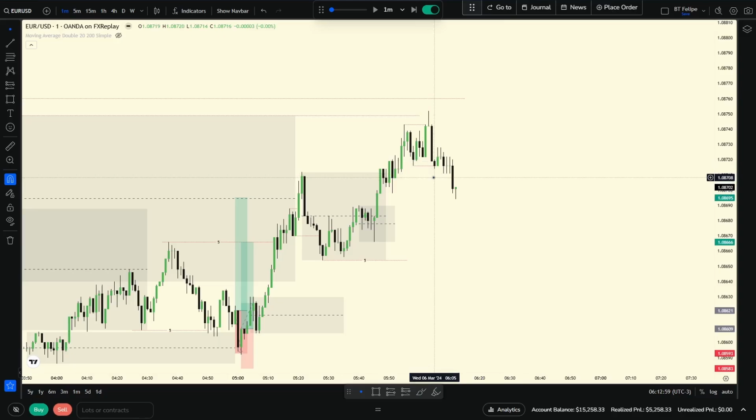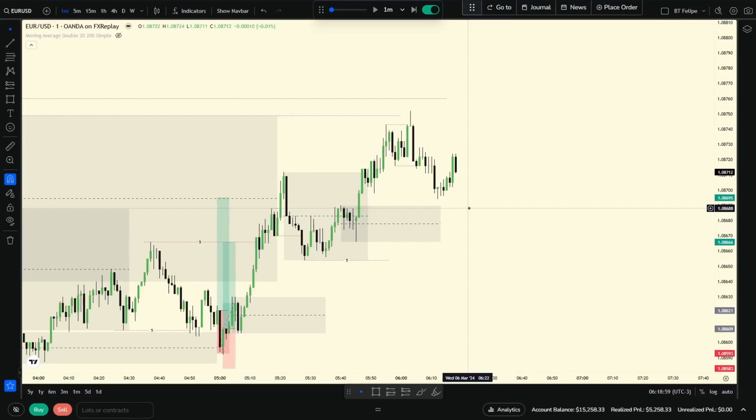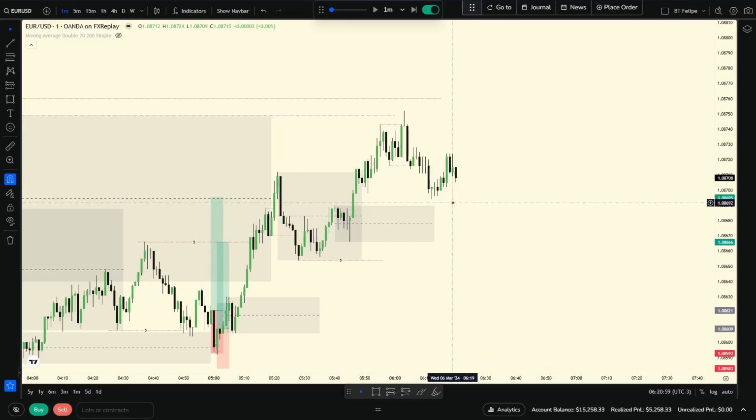Okay, that was a good call. Now this candle didn't tap the POI, so I'm not gonna do anything, even though this is a good candle to enter.